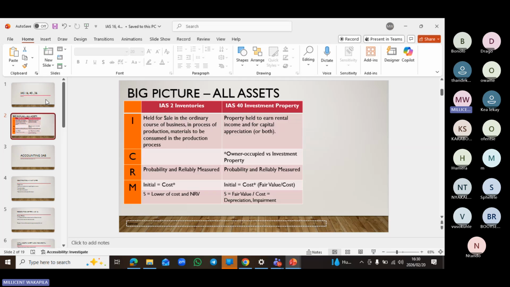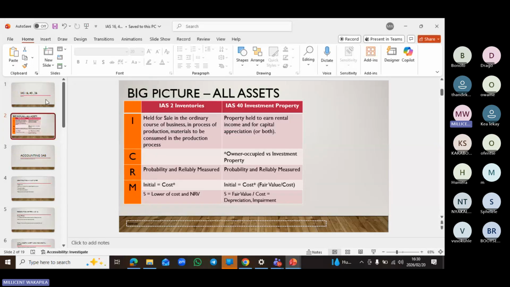asset. As the name suggests, intangible. Intangible is something that does not have a physical form, things that you cannot feel. For example, a trademark. You cannot touch a trademark. You cannot say that, yeah, I am holding a trademark. So that's the difference between different forms of assets. So we discussed the inventory, investment property, intangible assets, and PPE.